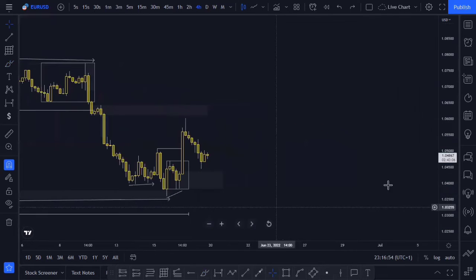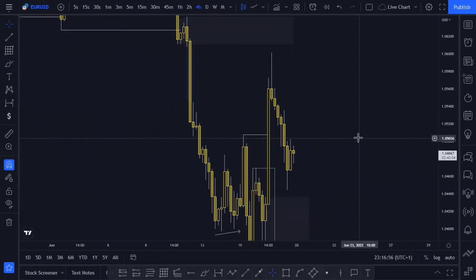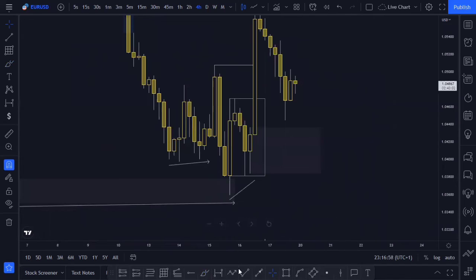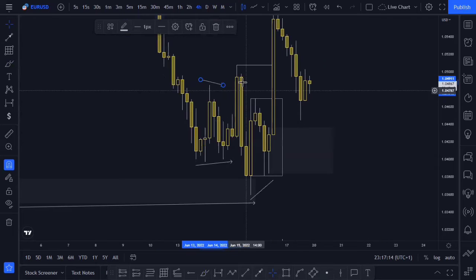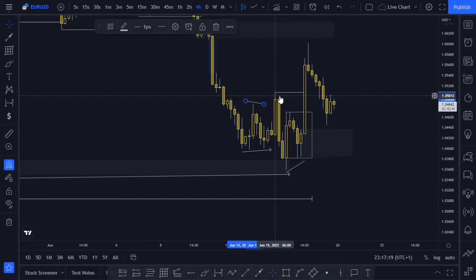Here we had a run on this low, and maybe a sweep of liquidity. Price swept above this high and then swept below this low. Then we had our change of character, which was somewhere here. This is more like a change of character, break of structure type of thing.